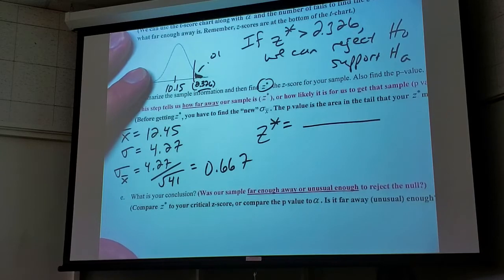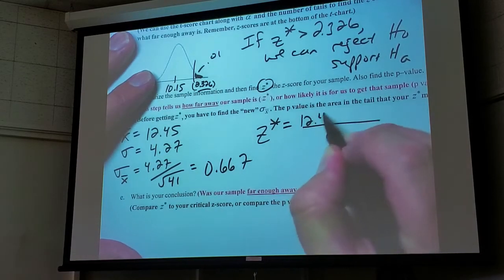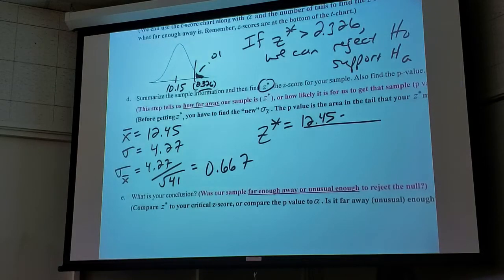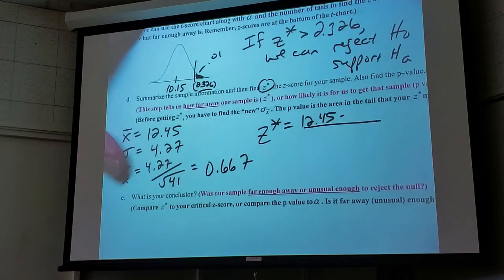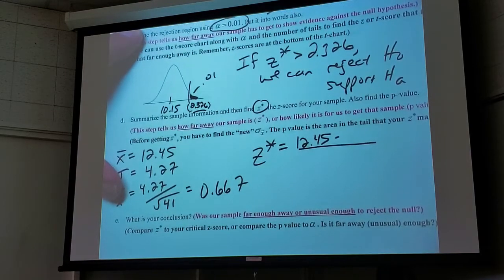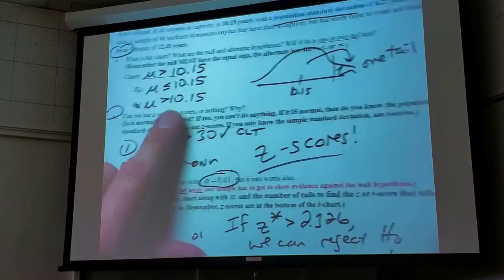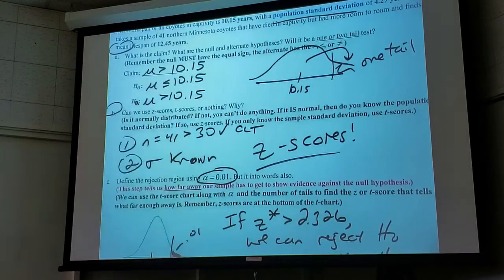What's our data? 12.45. Now, the thing that might have escaped you guys: the way this works, I should have said this earlier, is that we go into this assuming this is the actual mean. We're going to assume 10.15 is the actual mean for our coyotes, and we're going to try to show it's wrong by contradiction. If we get way up there, then that can't be right. So we assume 10.15 is the right mean, right?